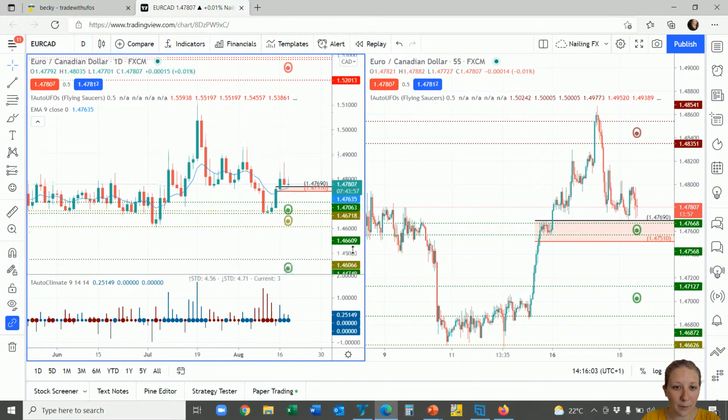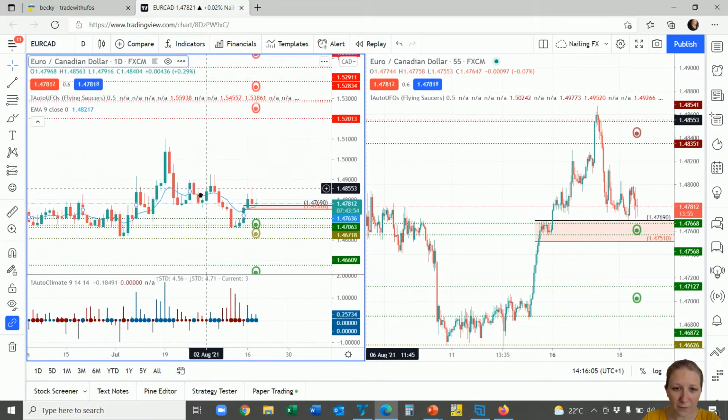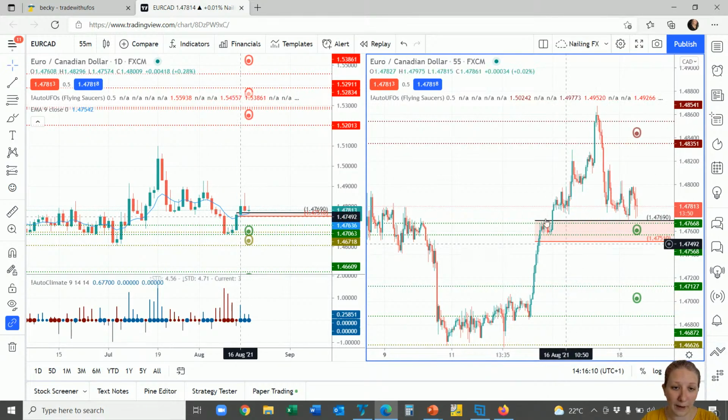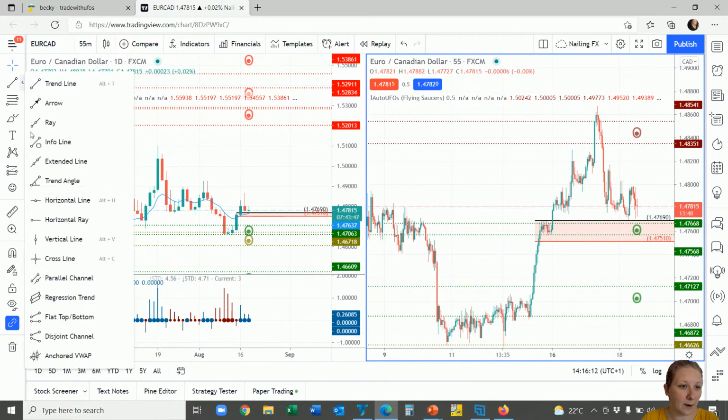Now, where are we going to put our targets? The first target is very easy. It's going to be 1 to 1 away. So we'll work that out very quickly on the order panel. The second target is going to be up here.